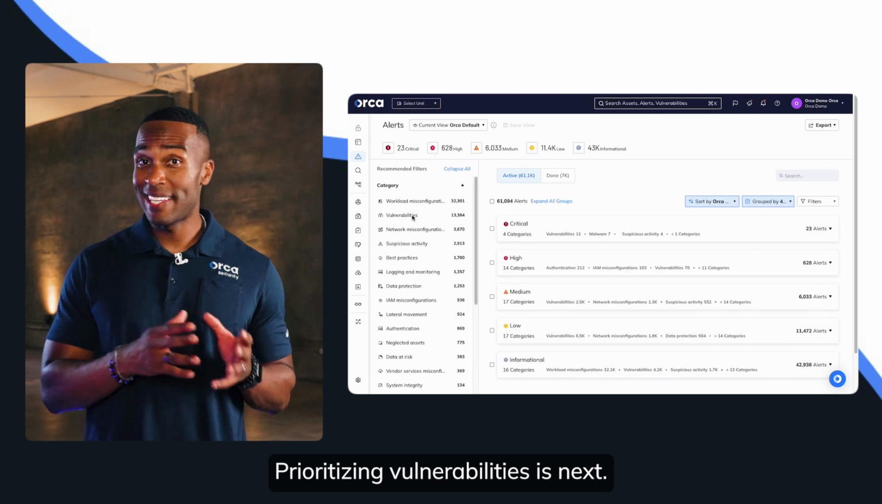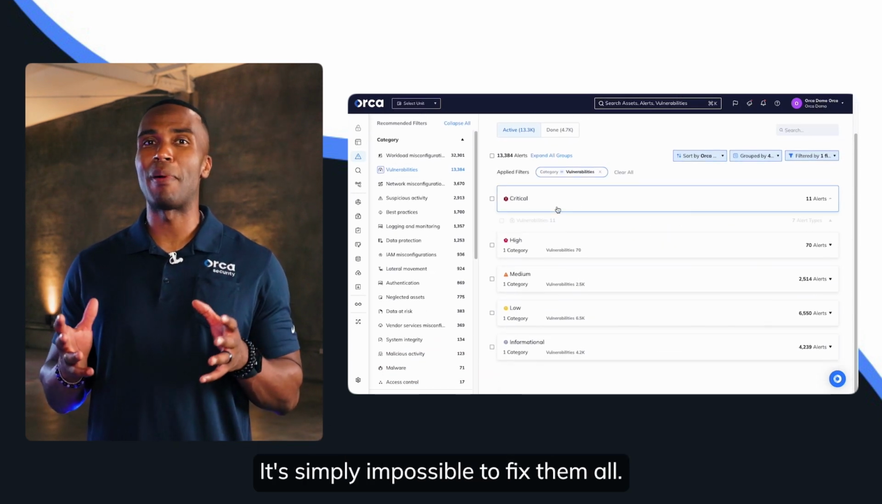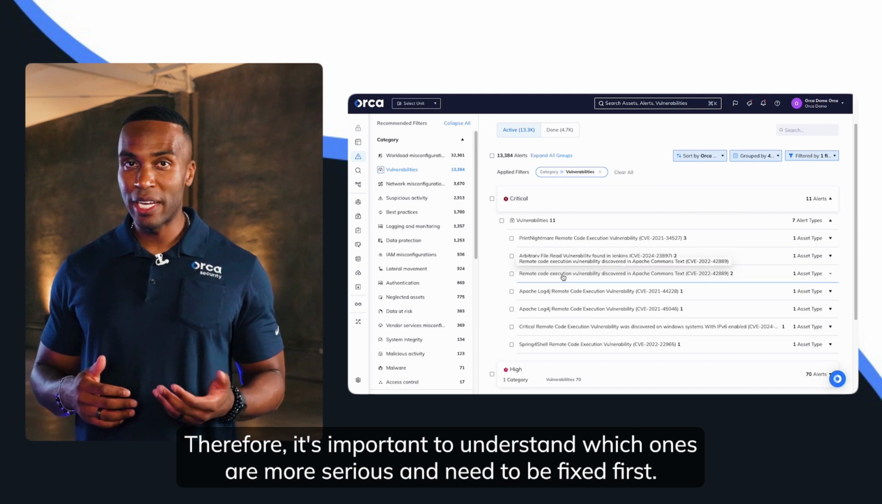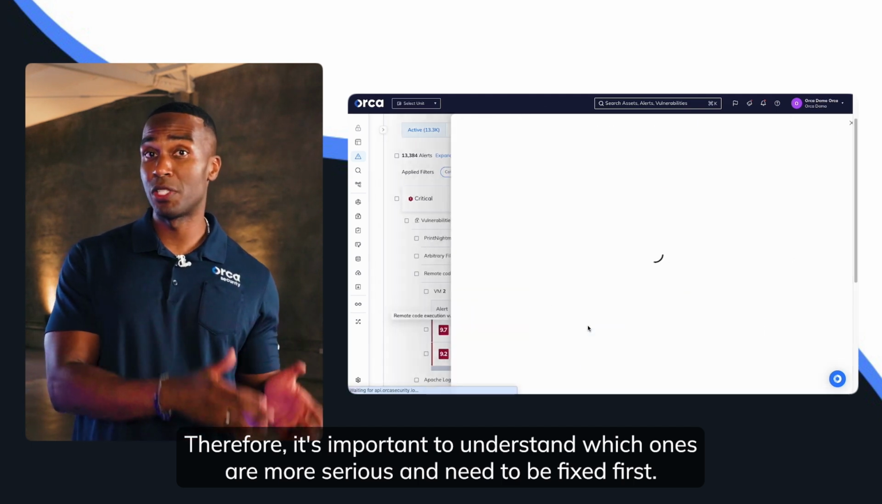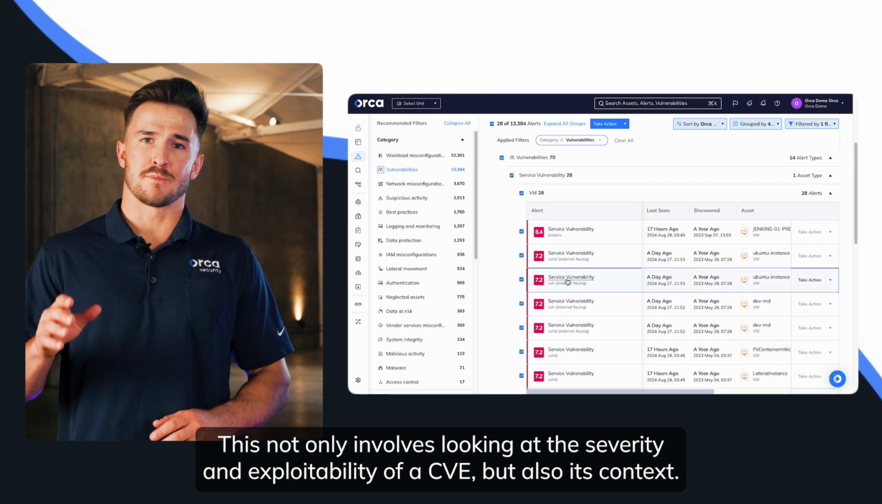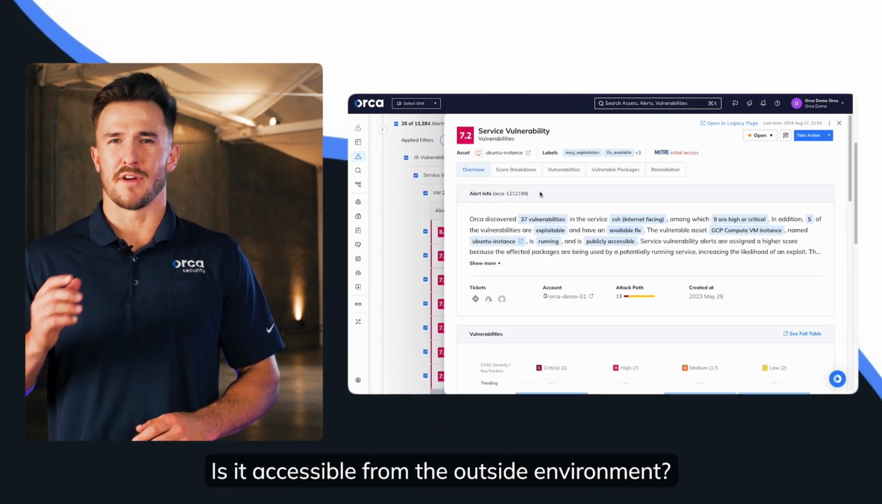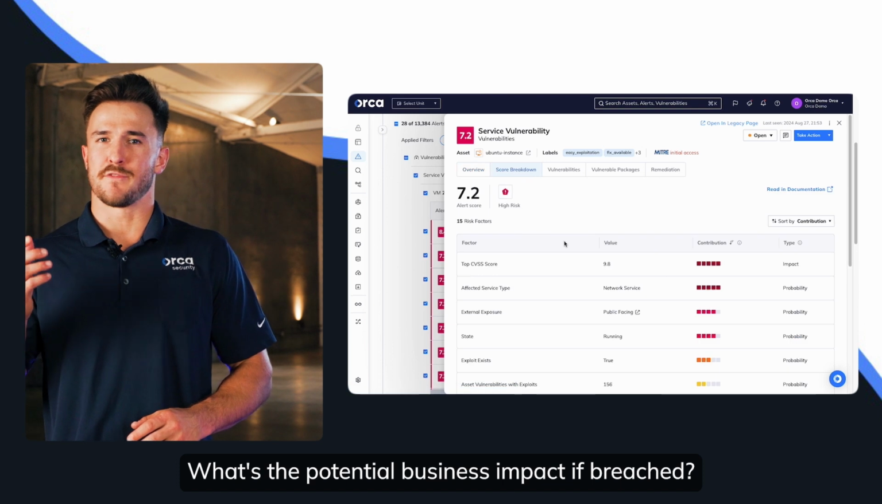Prioritizing vulnerabilities is next. Since a cloud environment may have hundreds of vulnerabilities, it's simply impossible to fix them all. Therefore, it's important to understand which ones are more serious and need to be fixed first. This not only involves looking at the severity and exploitability of a CVE, but also its context. Is it accessible from the outside environment? What's the potential business impact if breached?